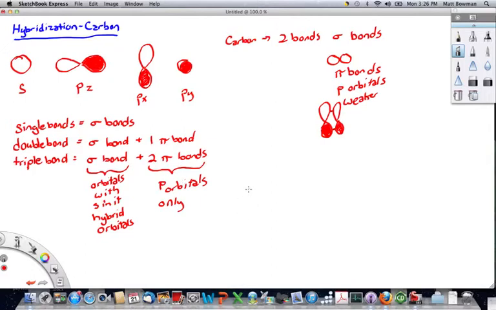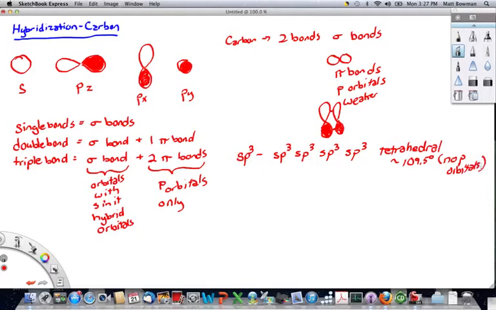You have actually three choices for hybridization. Your atom can be sp3 hybridized, which means you have 4 sp3 orbitals. All of them hybrid orbitals. This has a tendency to be a tetrahedral geometry. Bond angles roughly 109.5 degrees. No p orbitals are left.